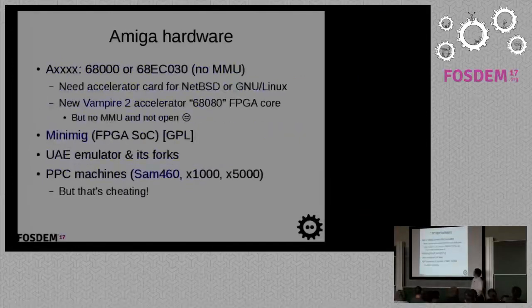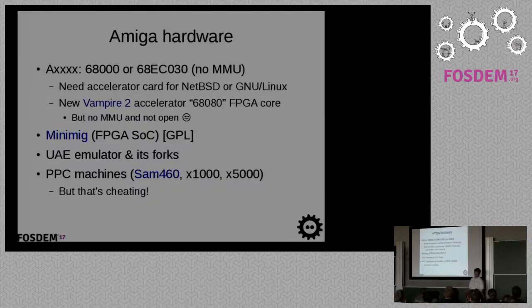Some more links. Yeah, Amiga hardware. So maybe some of you weren't born at the time, but there was a huge war between Atari and Amiga, so, well, but they're friends now. Yeah, I know both sides. So, the Amiga usually had a cheaper version of the CPUs, so you had to add an accelerator card to get an MMU and, well, GNU Linux or BSD. But there is still new hardware in the Amiga world as well. The new Vampire 2 accelerator, but it lacks an MMU. And FPU.